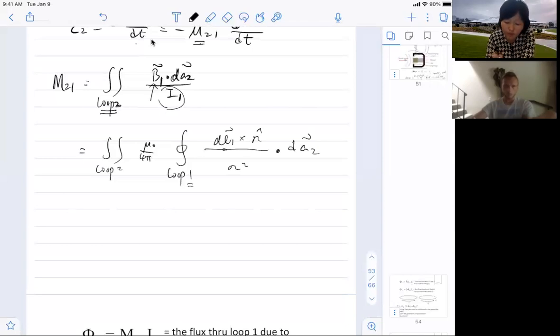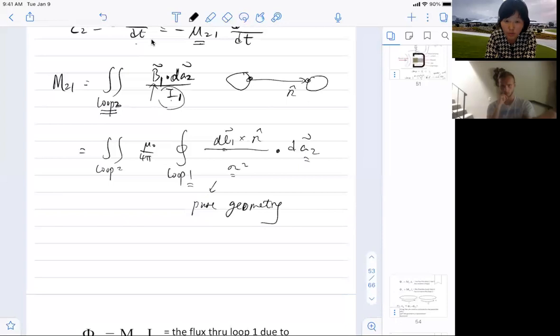So what you can probably already see, the current cancels out and all the variables that are left inside are purely geometry. L1 is the length of loop one, that's geometry. A2, area of loop two, that's geometry. And from one to two, the script R, from this loop to that loop, from a source point to a field point, that is designed by geometry. It has nothing to do with how much current you're running here in loop one.